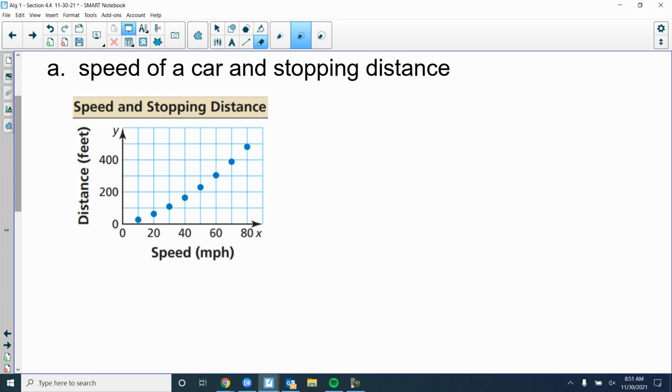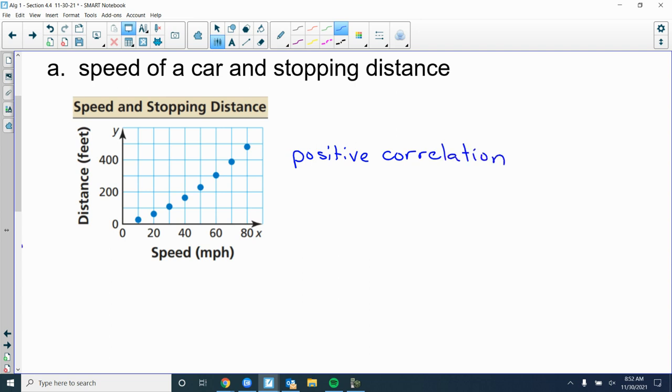Also, make sure it makes sense, common sense wise. If you're going 80 miles per hour, it's going to take you longer to stop than if you're going 20. So all you got to do is say positive correlation. Positive. And now this one, they give you the graph, which helps determine whether it's positive or negative.